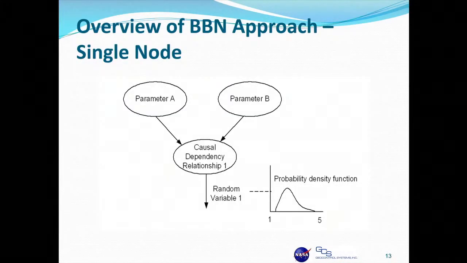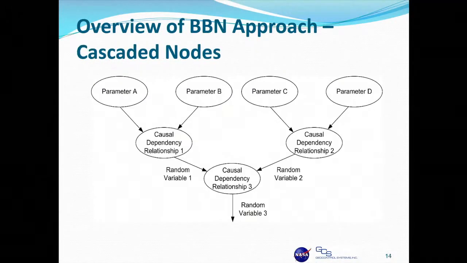So this is the basic structure of a node of a belief network. What the network represents is a causal relationship between 2 parameters that give us a random variable with a particular probability density function that depends on the values of those 2 parameters. And we can cascade those to form a network where the outer nodes are the inputs, and then the inner nodes are the causal relationships that work together.